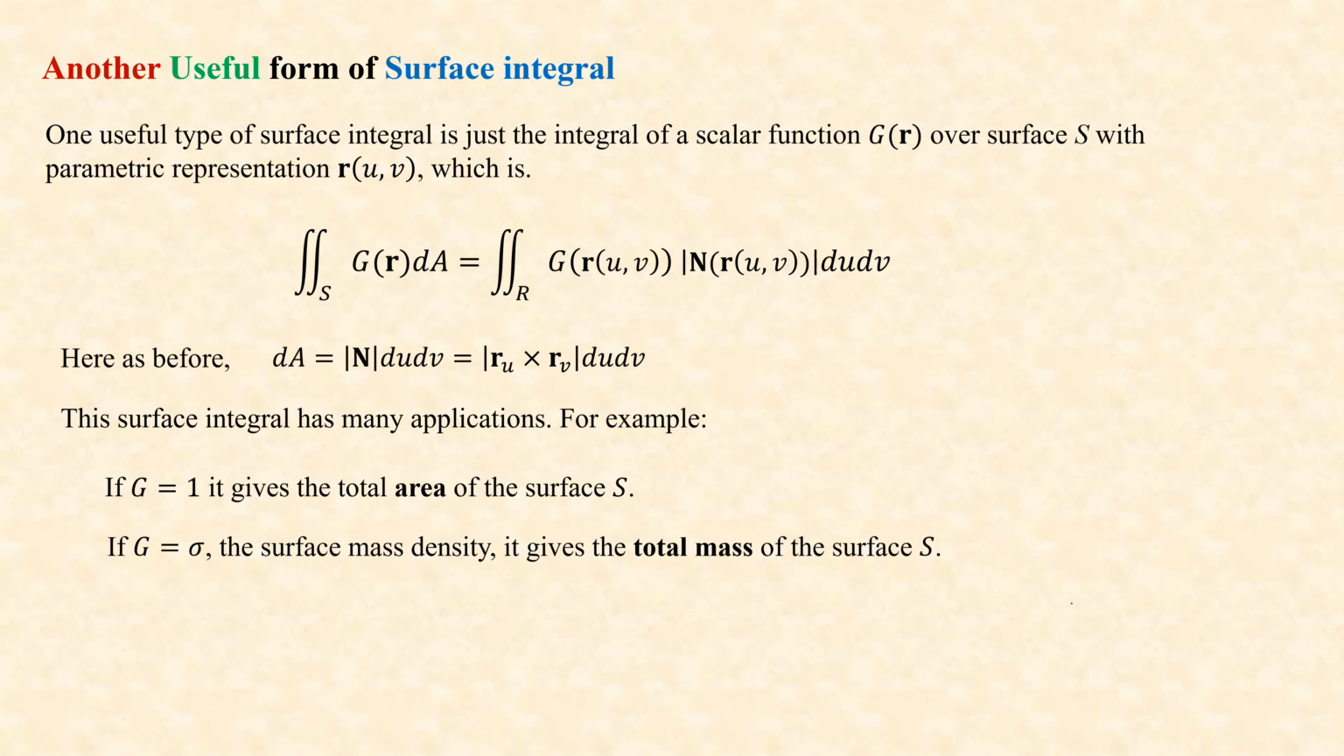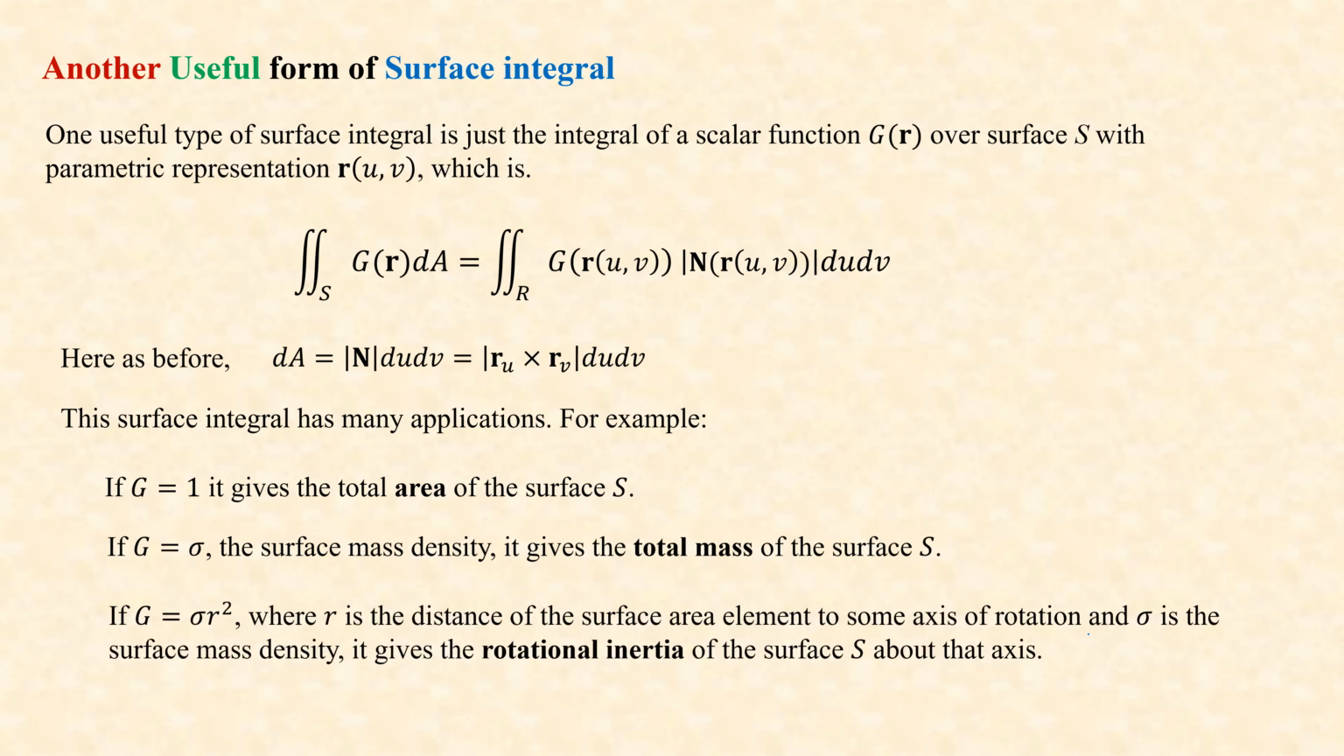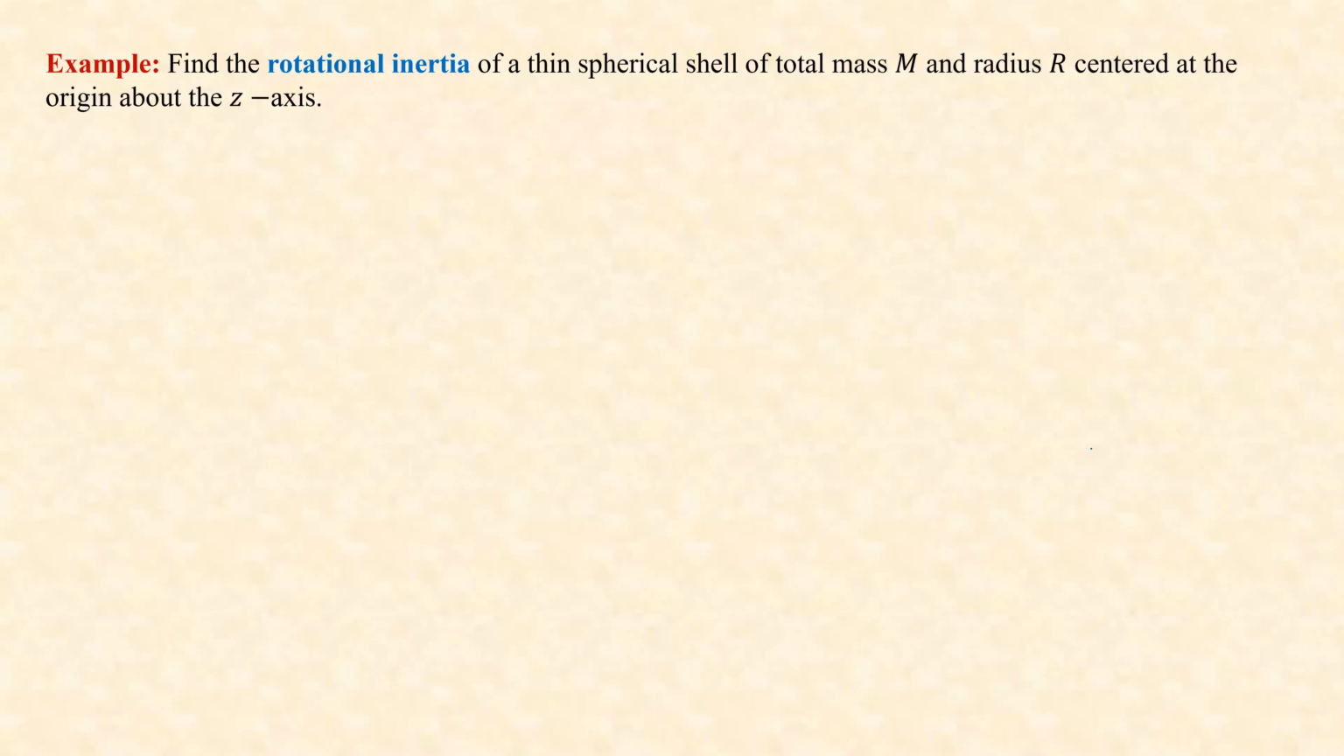You add all dAs, it gives you the surface area of the surface. If g is sigma, which is the surface mass density of the surface, it gives you the total mass of the surface. If g is sigma r squared, where r is the distance of the surface area element to some axis of rotation, and sigma is the surface mass density, it gives the rotational inertia of the surface S about that axis. All right, so let's try that for a special case.